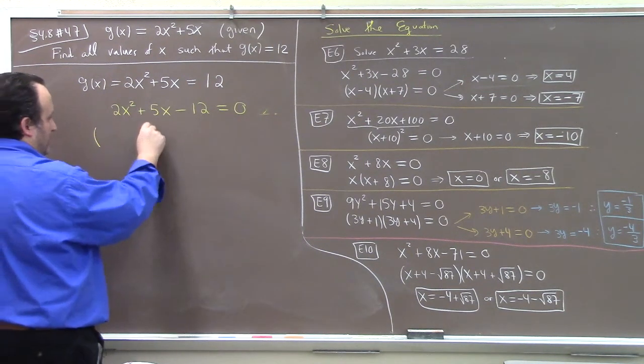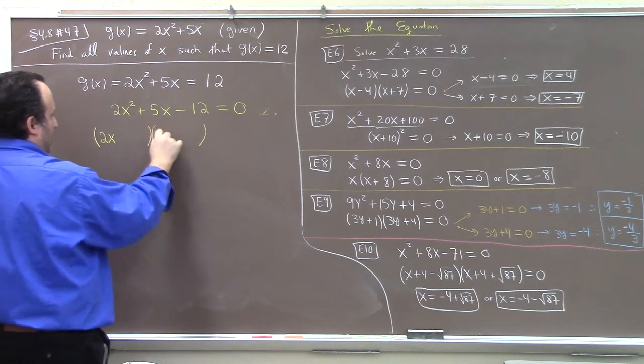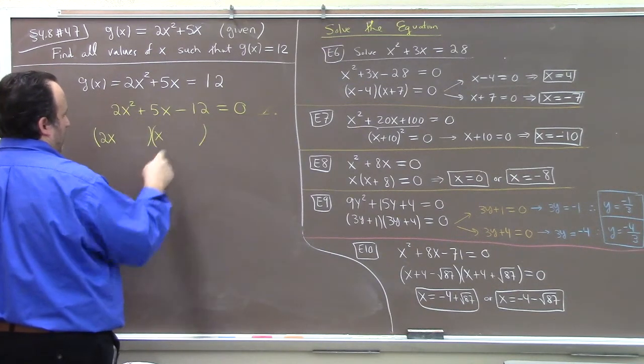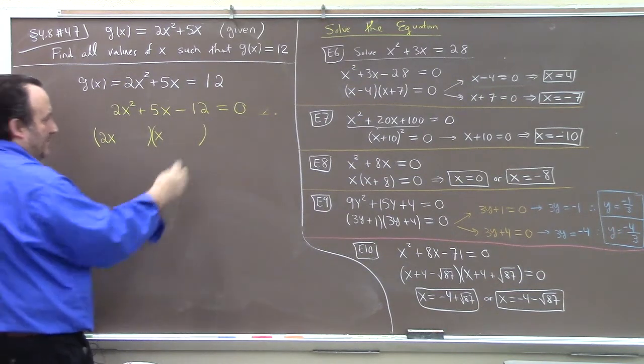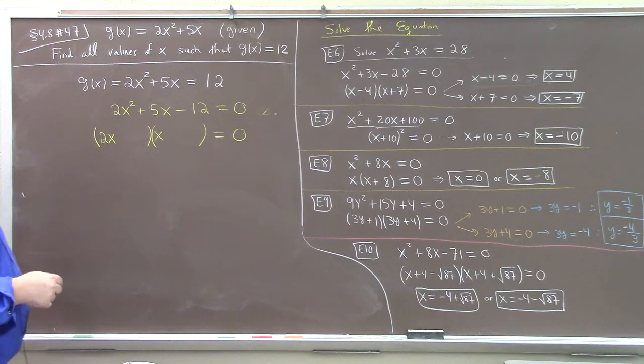Let's see here. Can I do maybe 2x on one, x on the other? 12. How does 12 factor? It's 1 times 12. It's 2 times 6. It's 3 times 4. I think them's your choices. I need to get a 5 in the middle.